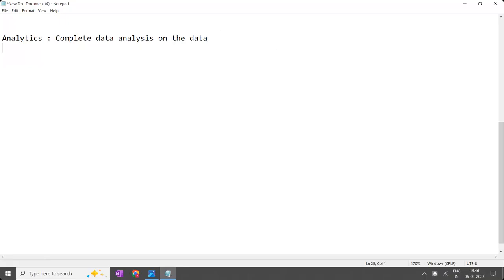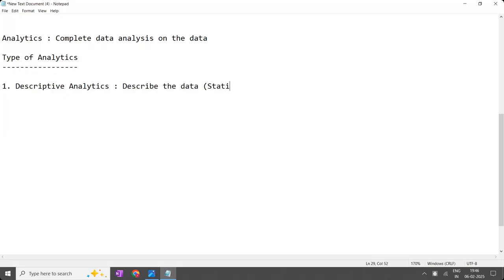Now, what are the different types of analytics we have? One is called descriptive analytics, where we describe the data. Describing the data is called descriptive analytics, and this will be done by using statistics. By using statistics, we do descriptive analytics majorly.